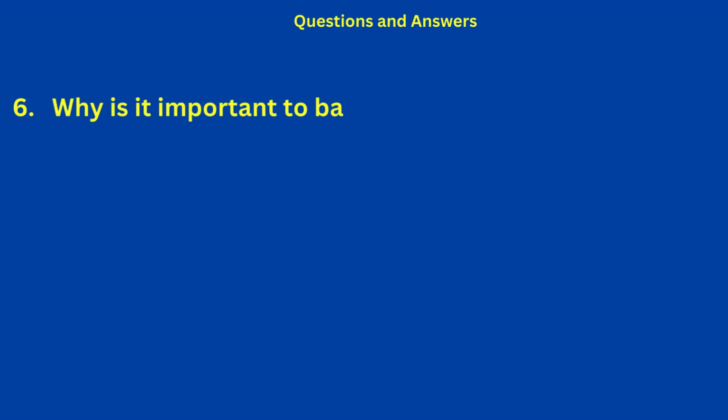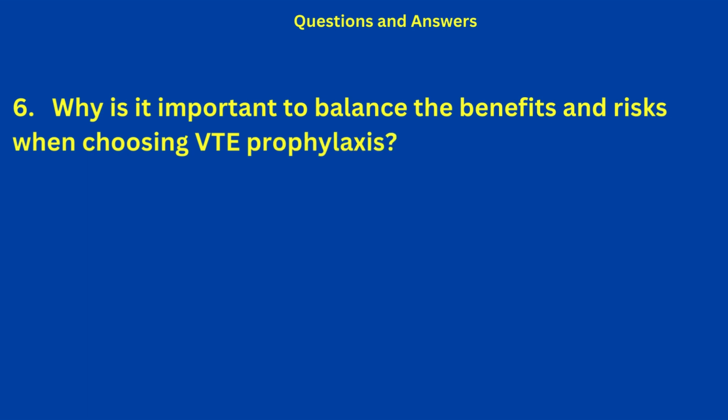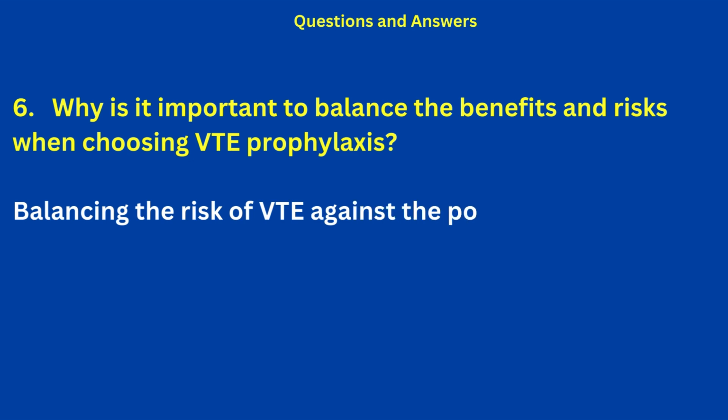Question number 6. Why is it important to balance the benefits and risks when choosing VTE prophylaxis? So choosing the right prophylaxis involves balancing the risk of VTE against the potential for bleeding, especially with pharmacological methods. Tailoring the approach to each patient's specific risks and conditions ensures maximum protection against VTE while at the same time minimizing side effects and complications.